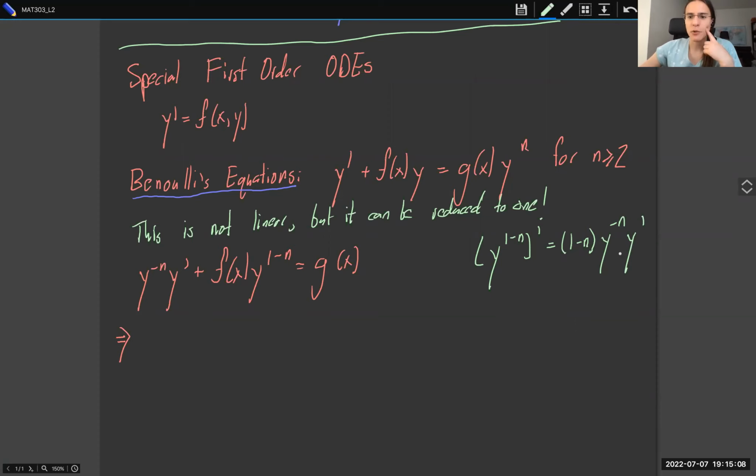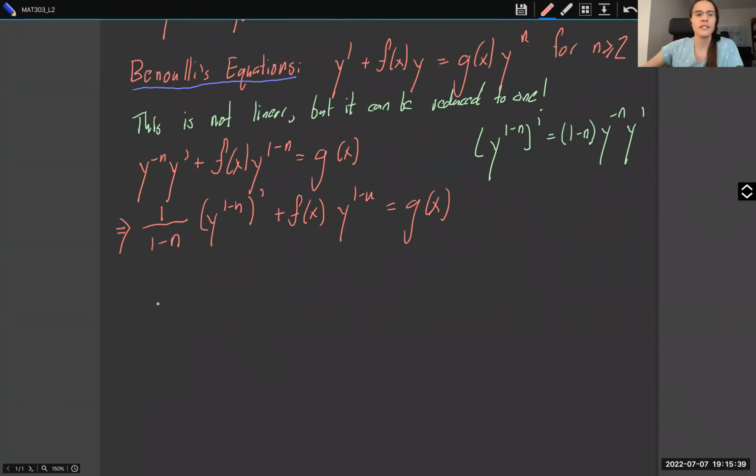So in other words, if you look at this expression, y to the power of negative n times y prime, we bring the 1 over 1 minus n over. And so we get 1 over 1 minus n times the derivative of y to the power of 1 minus n. And then we get plus f of x times the same function, y to the power of 1 minus n, is equal to g of x. So what we're going to do is perform a substitution.